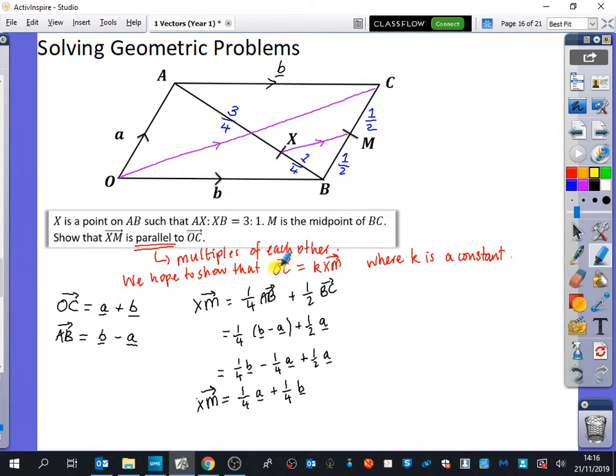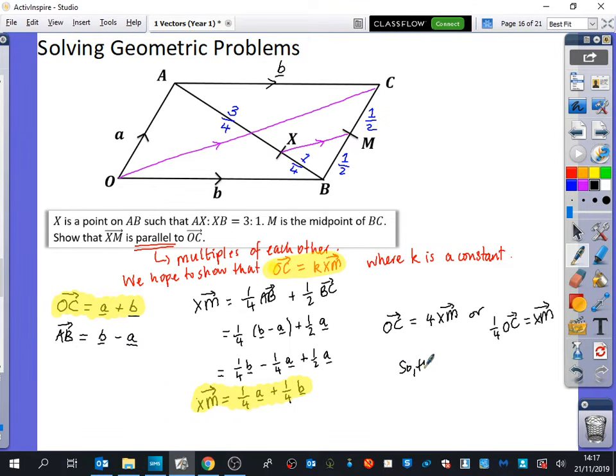We hope to show that this is true, that OC is a multiple of XM. This is OC. This is what we did all that hard work for, of finding out what XM is. Now we can just say OC is how many lots of XM? It is 4 lots of XM. Or we could have said a quarter OC is equal to XM. We can see that this is 1/4 of A, 1/4 of B, and this is A plus B, so it's a quarter of the whole thing.